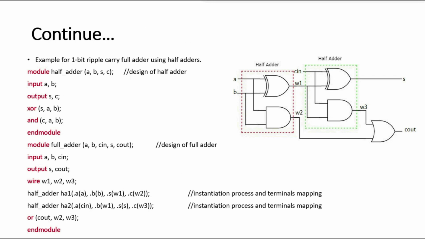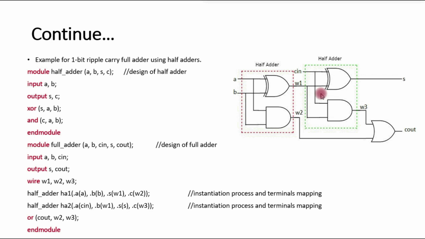One-bit ripple carry full adder is designed using half adders. In this example, the full adder is divided into subparts. Here the half adder is taken out as the subpart, which can be used for designing the full adder. The logic diagram of the full adder using half adders is shown here. Two half adders and one OR gate are needed for a one-bit ripple carry full adder.